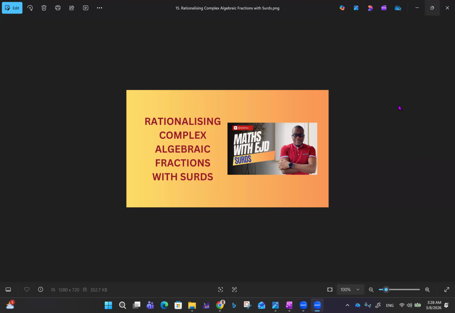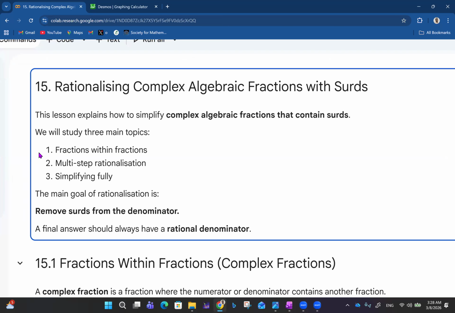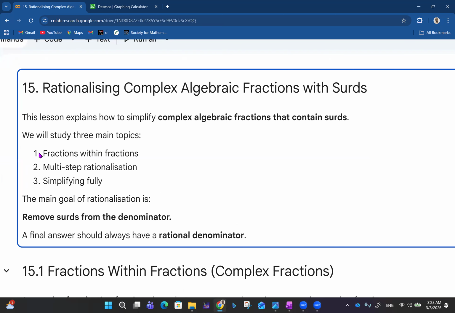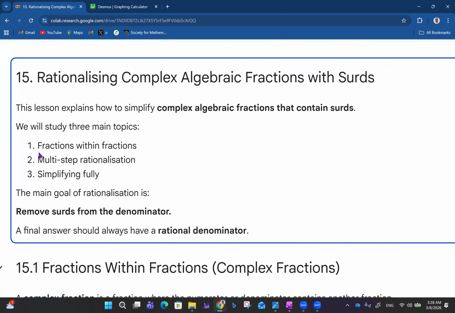So still talking about algebraic expressions with surds. In this video, we'll talk about rationalizing complex algebraic fractions with surds. Okay, so we move on to talk about that now. This lesson explains how to simplify complex algebraic fractions that contain surds. We will study three main topics: fractions within fractions, multi-step rationalization, and simplifying fully.